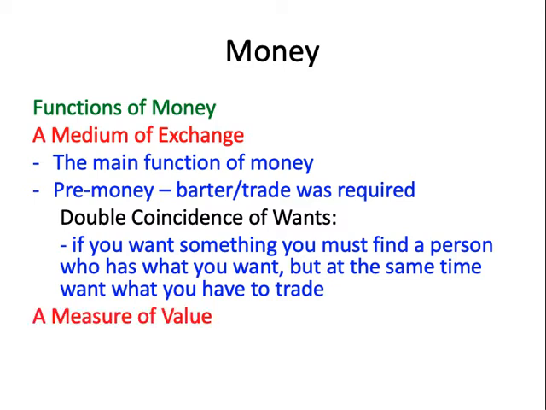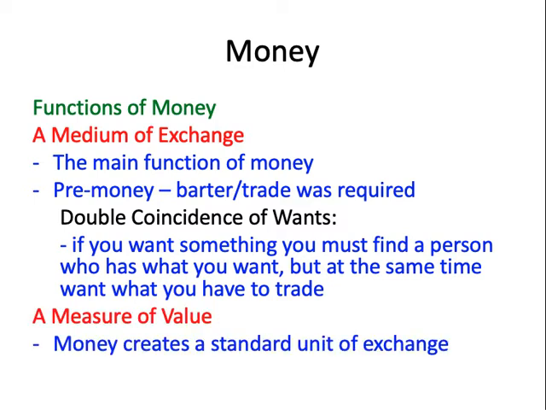The second function of money is a measure of value, right? And so money creates a standard unit of exchange. So again, in that previous example, that person had to try to get a hammer with shoes. But how much is a hammer worth? Are they worth one shoe? Are they worth a pair of shoes? How many grains of rice is it going to take to get a fish? Or, like, what do we do? How do we transact this way?